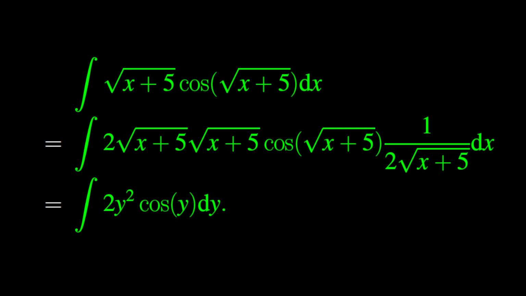This new function is the product of a polynomial function, 2y squared, and the nonlinear function, cosine of y. In fact, the best method for the integration of products of polynomial functions and nonlinear transcendental functions is the method of integration by parts. In this case, we have to use the integration by parts method to compute the integral of 2y squared times the function cosine of y dy.